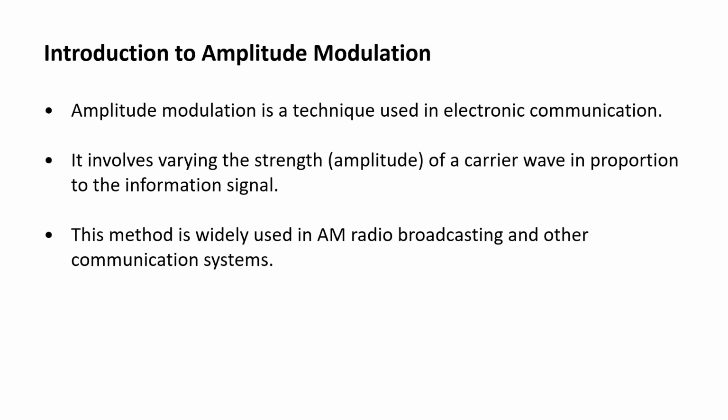Amplitude modulation. Introduction to amplitude modulation. Amplitude modulation is a technique used in electronic communication. It involves varying the strength of carrier wave in proportion to the information signal. The method is widely used in radio broadcasting and other communication systems.